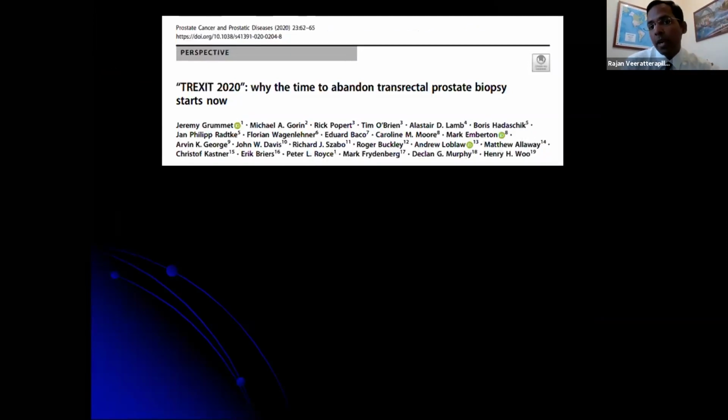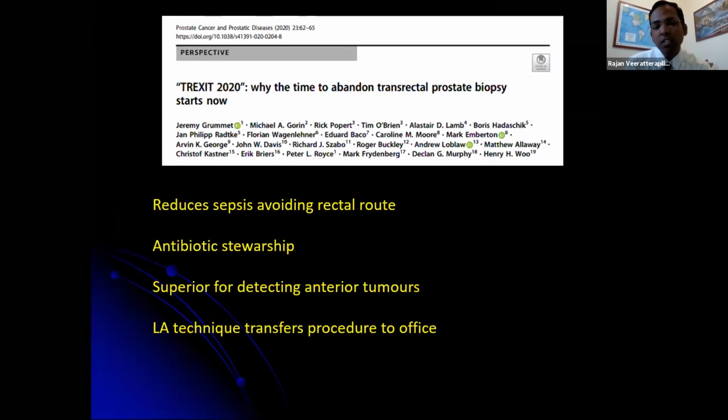Is it time to completely abandon transrectal biopsy? Well, Trexit is the term that's been coined for completely abandoning the transrectal approach. And there are a number of advantages to doing that. You reduce the sepsis rate because you completely avoid the rectal route. From an antibiotic stewardship point of view, it is very good. You don't have to give as many antibiotics. You avoid the fluoroquinolone use, which is obviously associated with rising resistance.